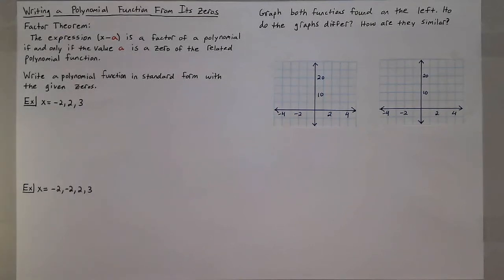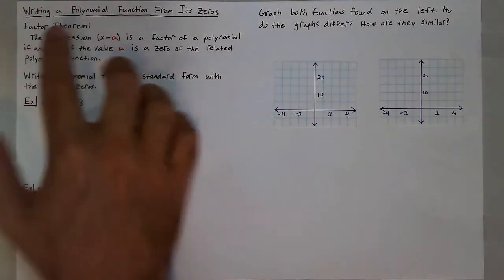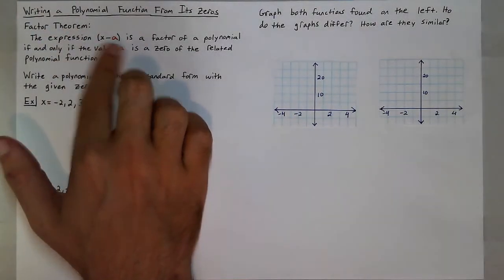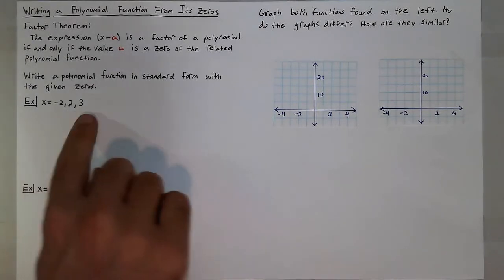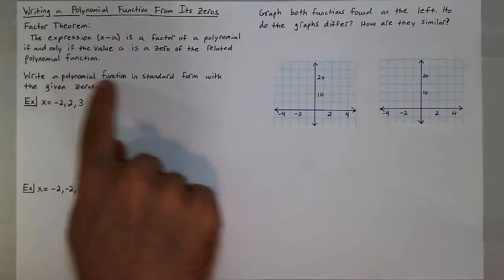In this video, we're going to learn how to write a polynomial function from its zeros. We're going to start off with the factor theorem. The expression x minus a is a factor of a polynomial if and only if a is a zero of the related polynomial function. We saw this in the last video, but now we're going to put it to the test because I'm going to give you the zeros and we're going to write a function from that.